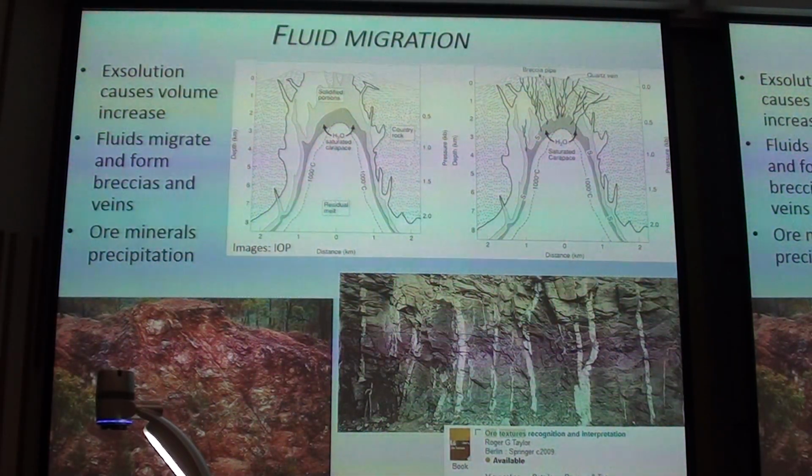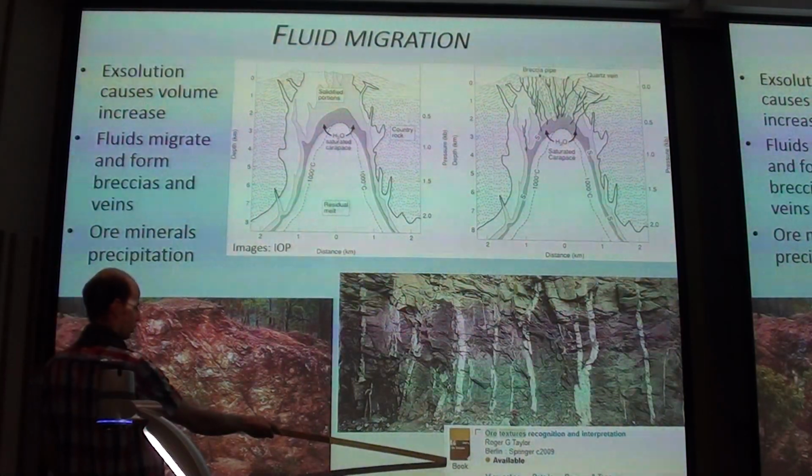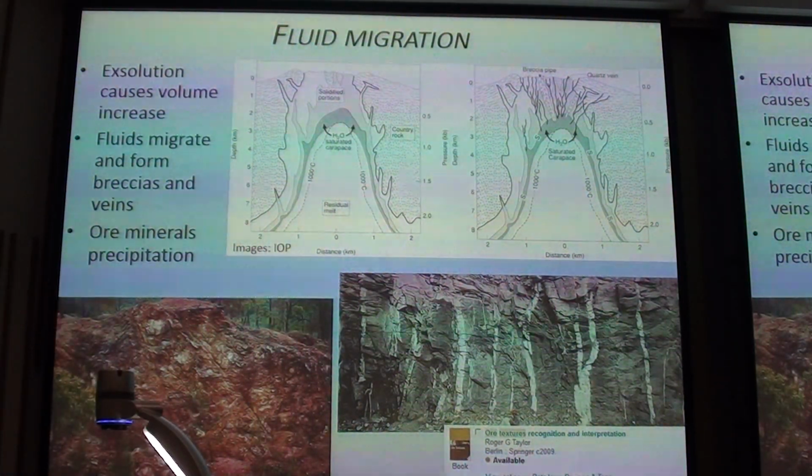And I should point out this resource here. It's a book with a lot of very good pictures of ore texture and deposit images, and it is available on the library website, online. There is an older version of it in the library, you can have a look, but I recommend you just go and download the PDF of this one.